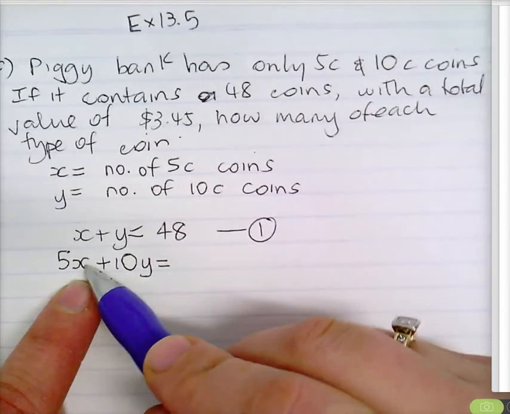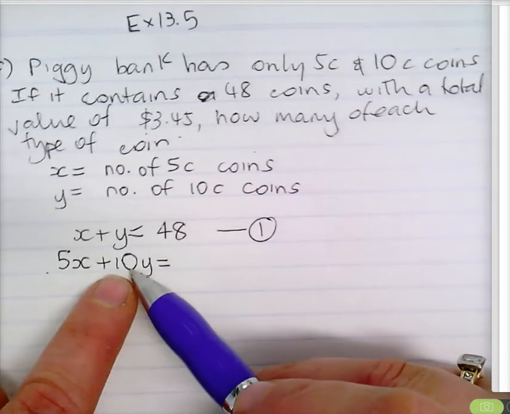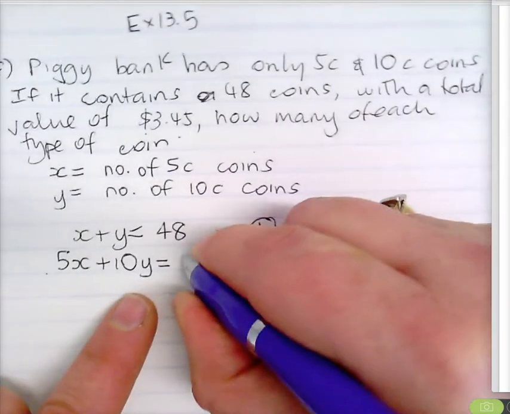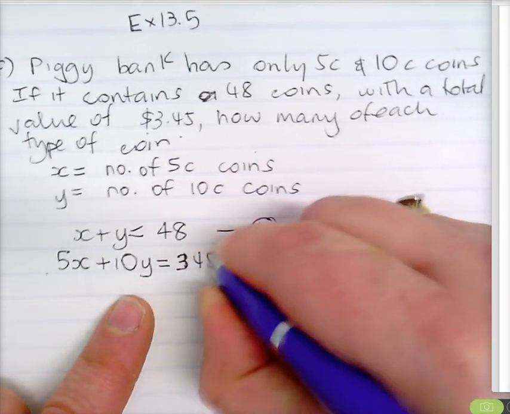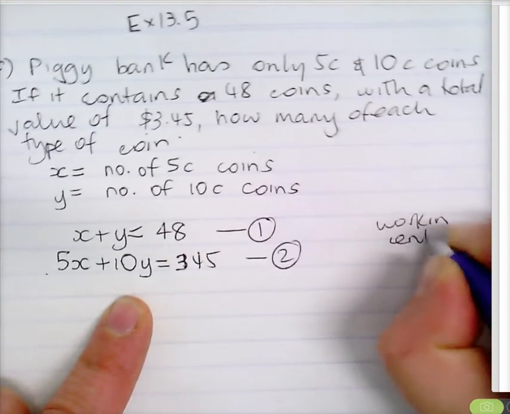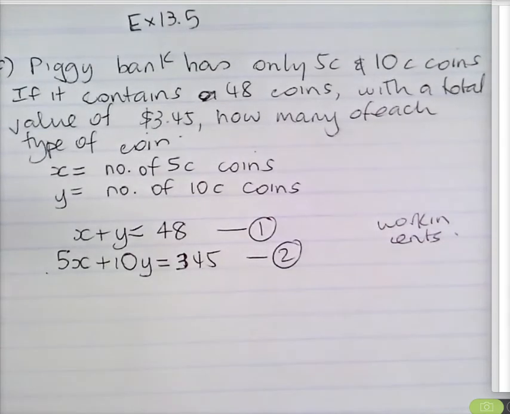So it's X, how many 5-cent coins you've got, times 5, plus 10, which is the value of the 10-cent coin, times how many there are, equals what? 345, and I'm working in cents. Girls, because I'm sure you don't want simultaneous equations with decimals. All right.